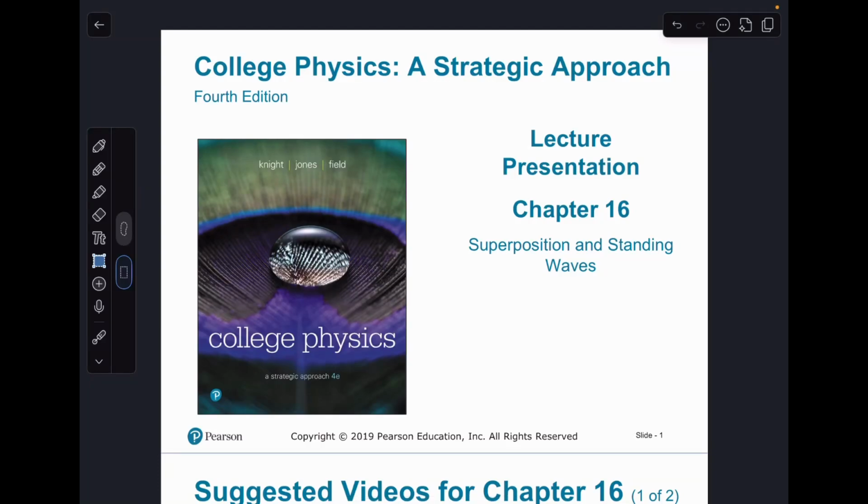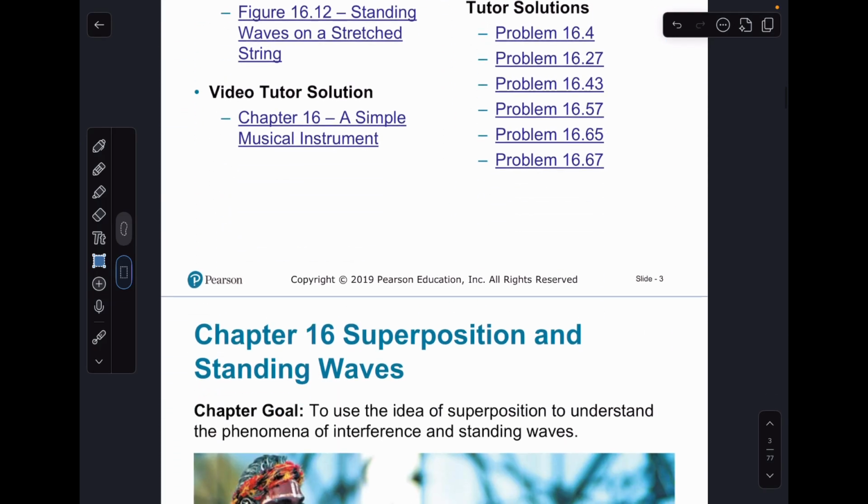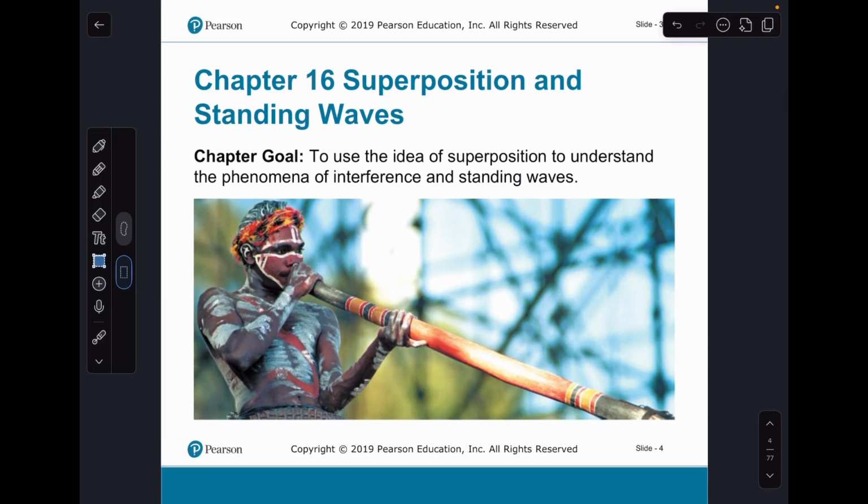We're going to go over superposition and standing waves in chapter 16, continuing our discussion on wave phenomena. Now we're really going to talk about what happens when multiple waves are present at the same location. We're going to use the idea of superposition to understand the interference of waves and what standing waves are.